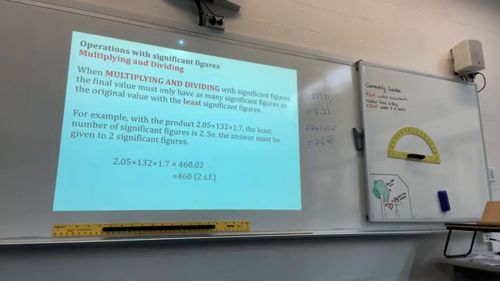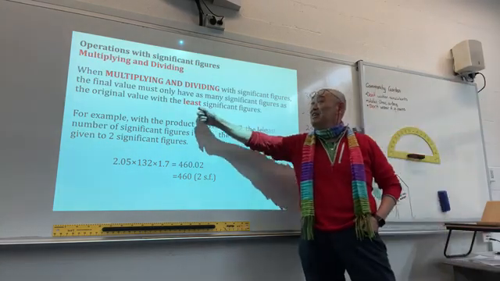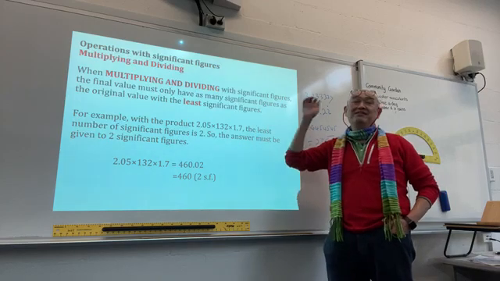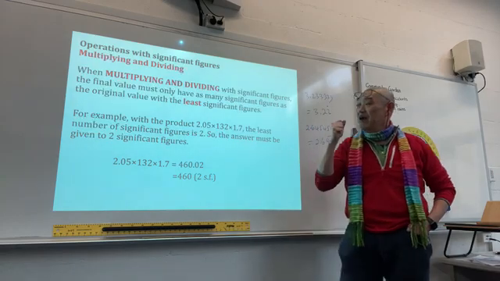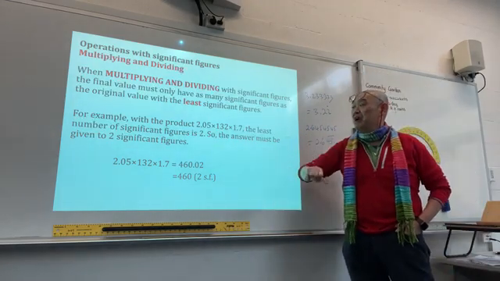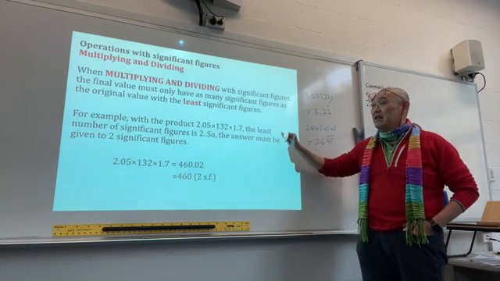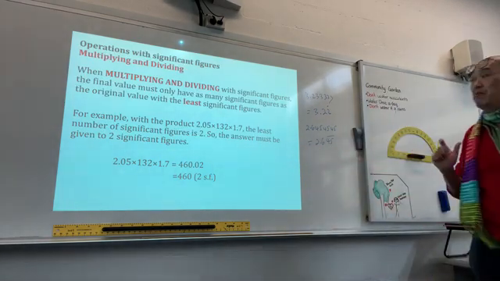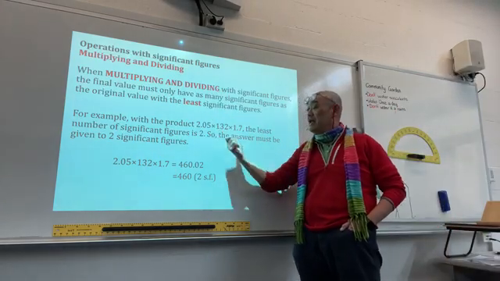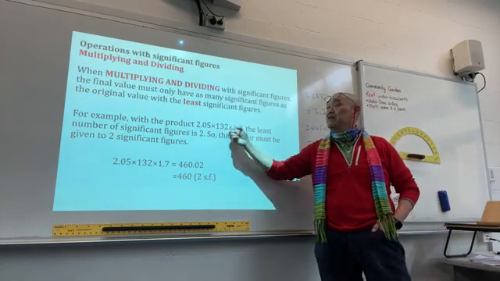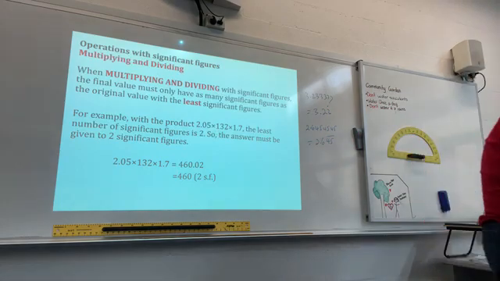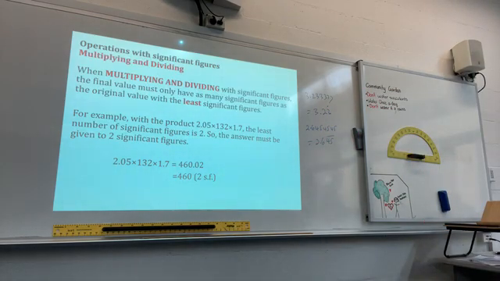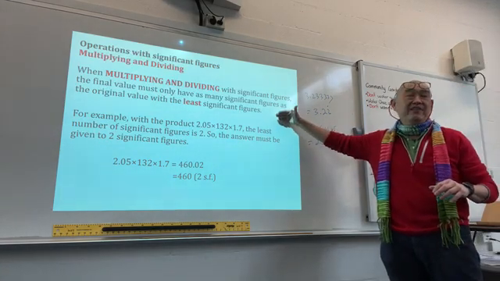All right. Next one, multiplying. Multiplying and dividing is least significant figures. That's the difference between adding and subtracting, and multiplying and dividing. For example, the product of 2.05 times 132 times 1.7. The least number of significant figures is 2. So the answer must be given to 2 significant figures. We're not worried so much about the decimal place now. Multiplying and dividing has to be significant figures, based on your original numbers. Adding and subtracting, least number of decimal places. Multiplying and dividing is least significant figures.